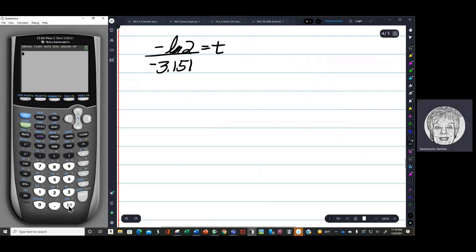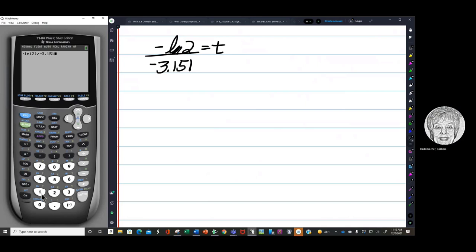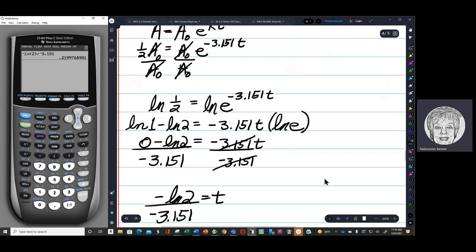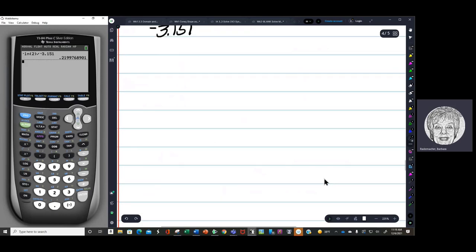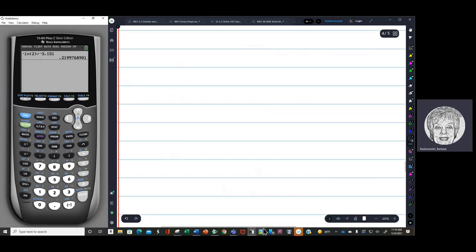Okay, negative ln 2. Close parentheses, divided by negative 3.151. Enter. And I get this. So I'm going to double check first. Yeah, look at that, that's beautiful. Okay.